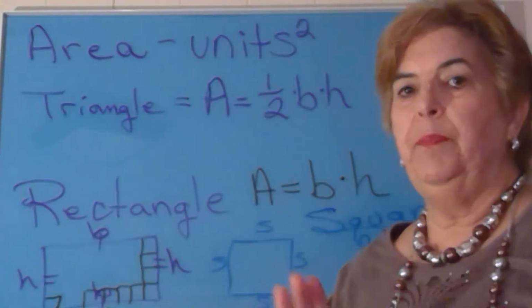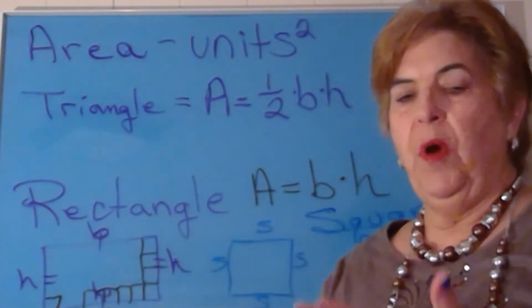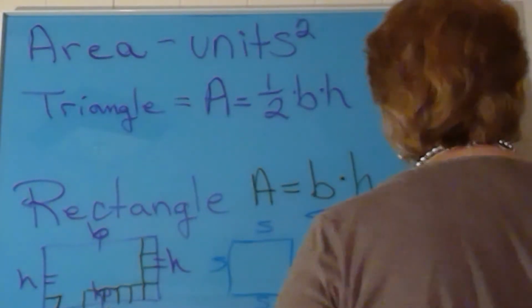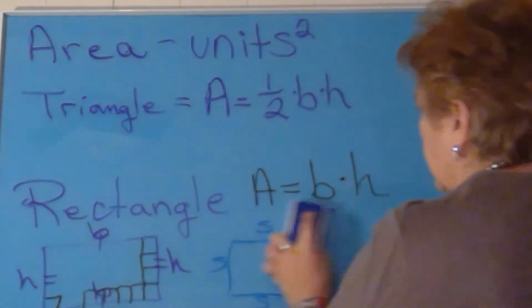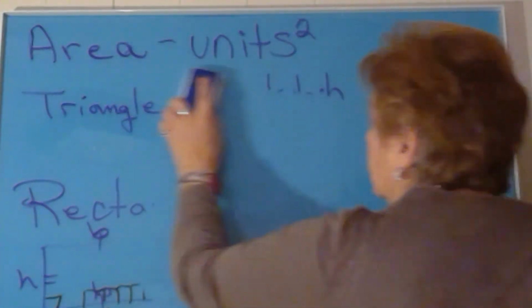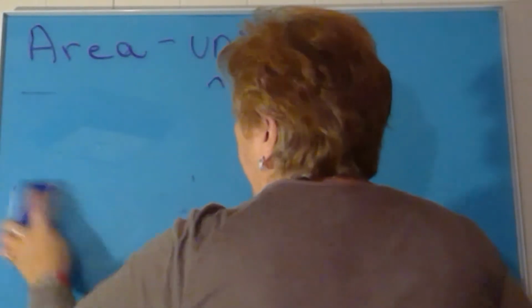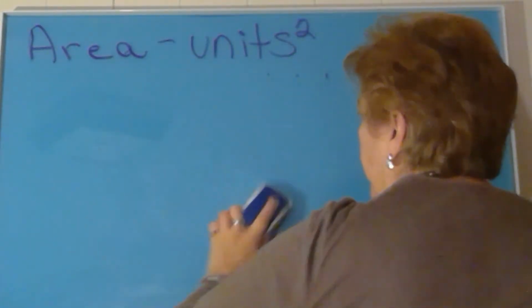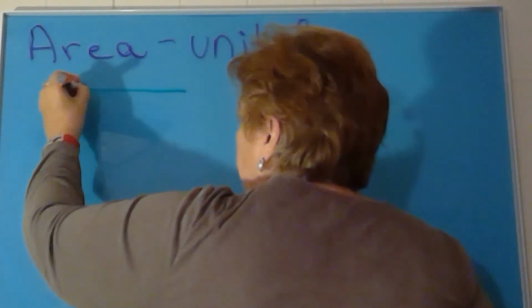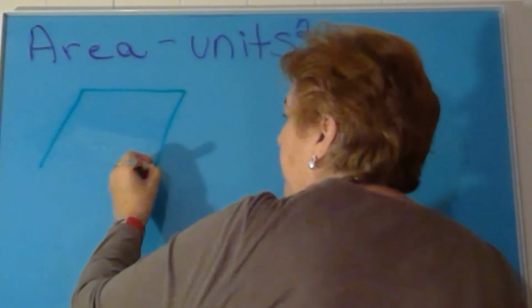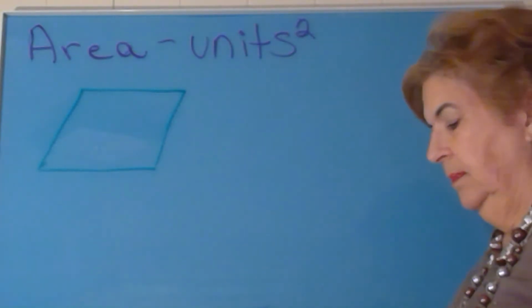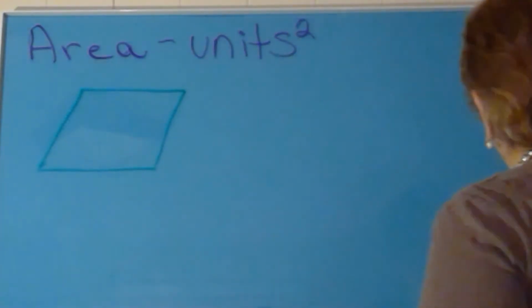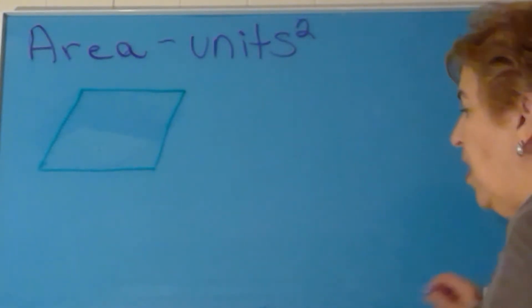So I've gone over the perimeter and area of triangles, rectangles, and squares. There are a couple other figures that we're going to look at. And one of them is a parallelogram. A parallelogram has 2 pair of parallel sides. And similar to a rectangle, those parallel sides are equal to each other.